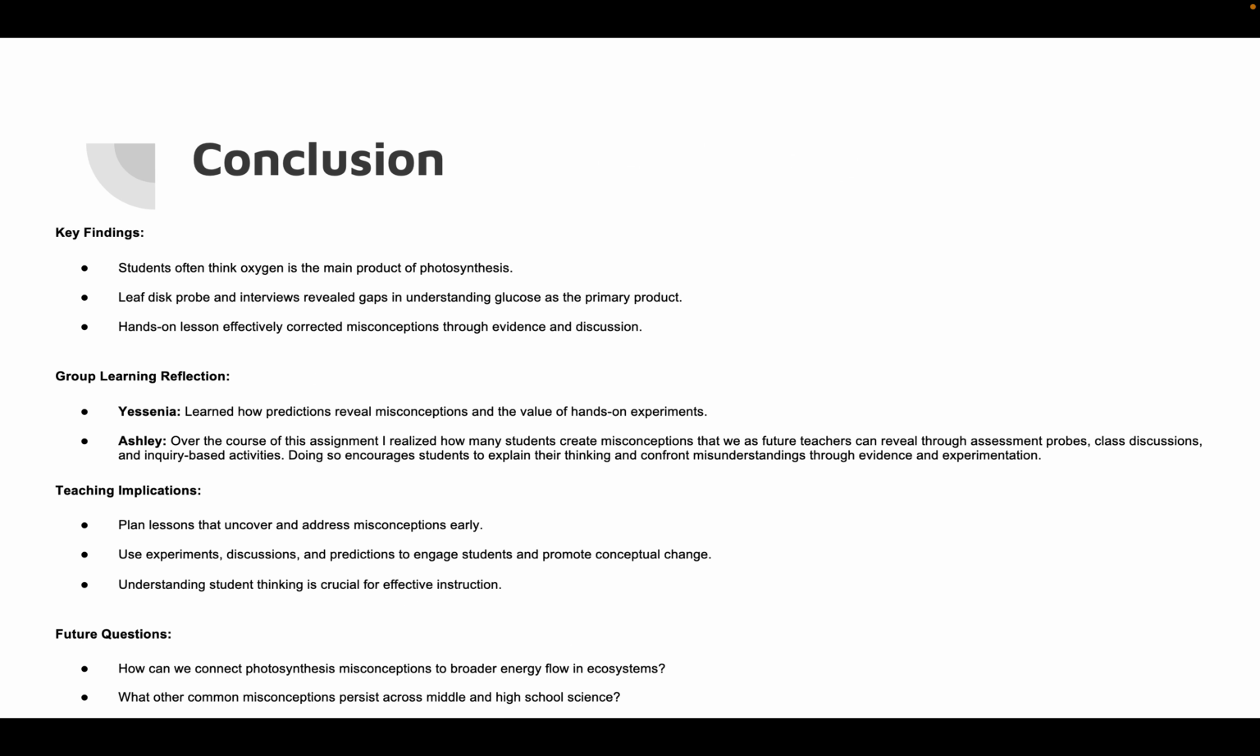We found that many students think oxygen is the main product of photosynthesis. Using the leaf disc experiment and students' interviews, we identified gaps in their understanding and corrected them through evidence and discussion. In our group reflection, I shared that I learned how powerful predictions can be for revealing misconceptions. Ashley mentioned realizing how common these misconceptions are and how inquiry-based learning helps students confront them. The big takeaway is that teachers should plan lessons that uncover and address misconceptions early. By using experiments, discussions, and predictions, we help students make meaningful conceptual changes.